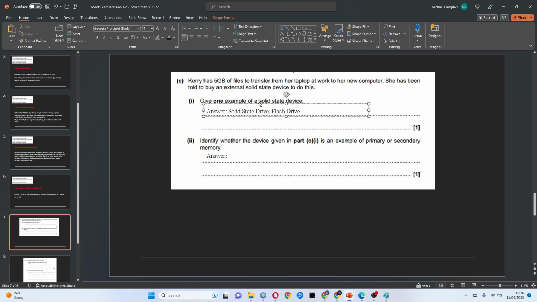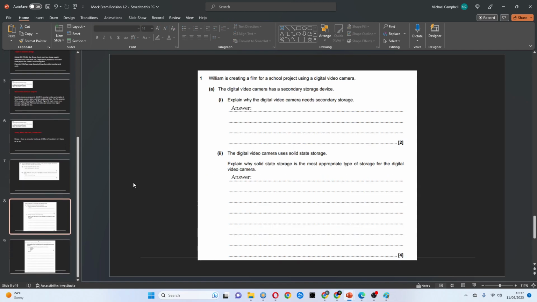I'm not going to put any more. If it ever says give one example, they'll always mark the first one. They won't mark any more. If it says explain or whatever, then yeah, whatever. Anyway, this is an example, obviously, of secondary storage. Remember, ROM and RAM are the primary storages. So that's an easy one, right?